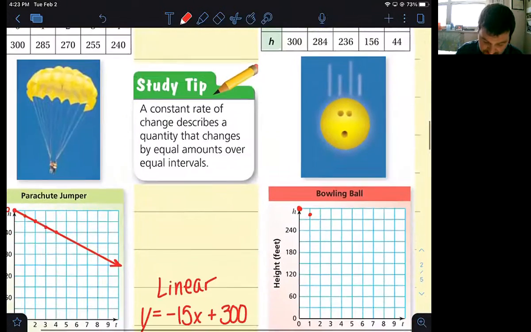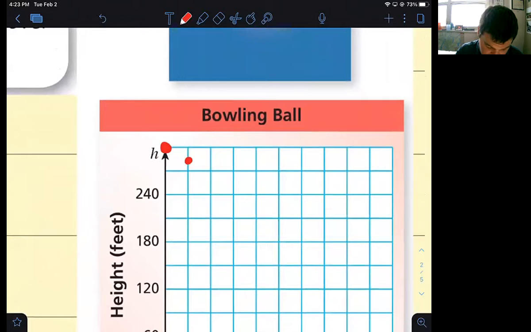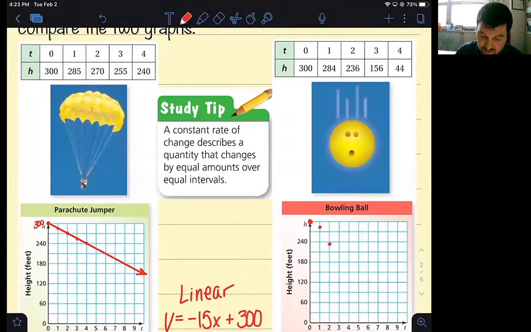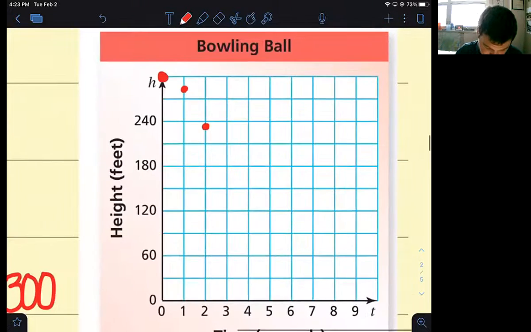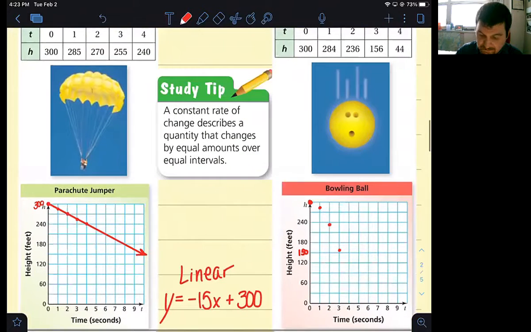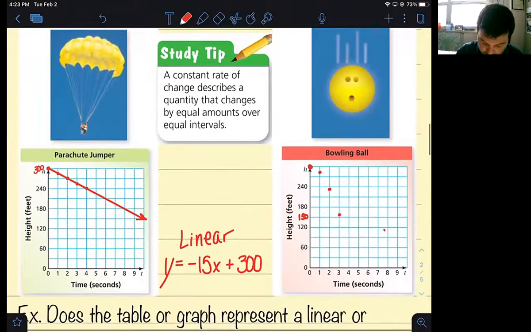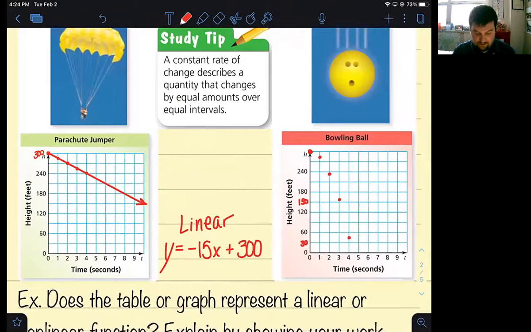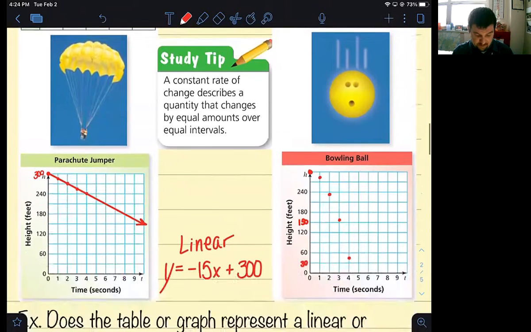After 2 seconds, it's at 236. 236 is just below 240, so we'll say about right there. Yeah, that doesn't look linear. 3 and then 156. Okay, so that's 150. So 156 is going to be right around in that area, maybe. Just guessing. And then after 4 seconds, it's 44 feet from the ground. So this is 30. 45 would be right in the middle. So I'm going to put it right in the middle because it's 44. It's close enough. Okay. So that's 5 points, 1, 2, 3, 4, 5.